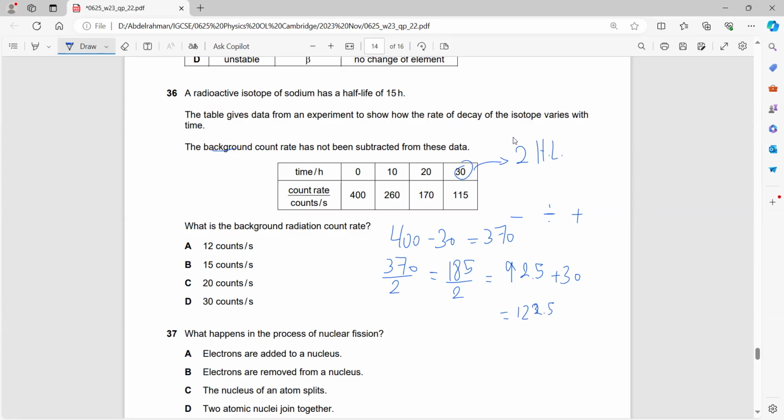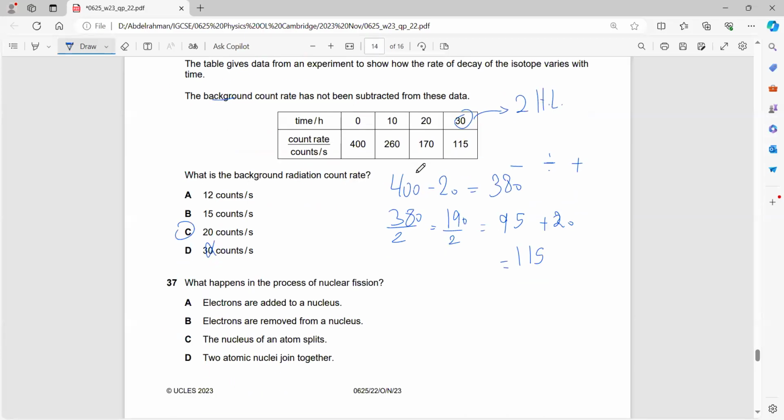So it's not 30. So we try all these count rates and options. You can just try them out. Let's try 20. Yeah, I got 115 in the end. Okay. So 400 minus 20 is 380. 380 divided by 2 is 190, divided by 2 again is 95. Then you add 20, which would be 115. So it is 20.